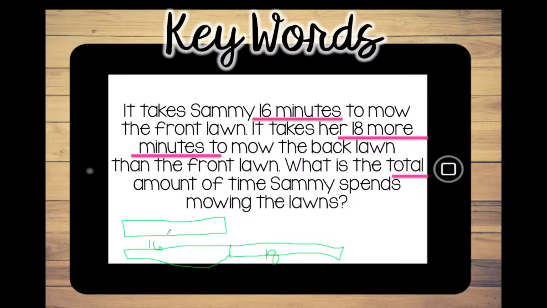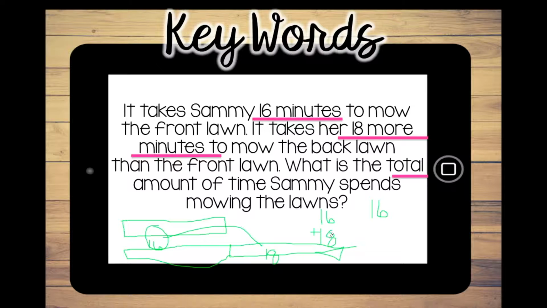So what we're going to have to do is add the front lawn, 16. Then we're going to have to add the back lawn. Now in order to find the back lawn, we're going to have to add 16 plus 18. So let's do that first. 16 plus 18. This is our first step, because we don't know how long it takes her to do the back lawn.